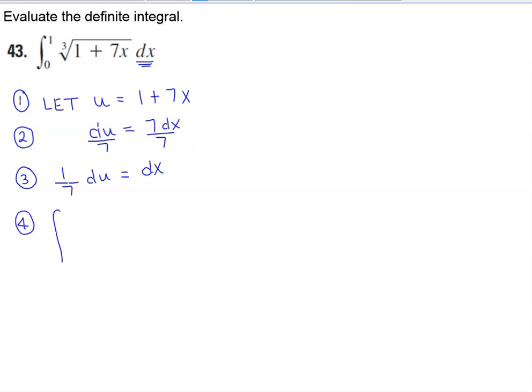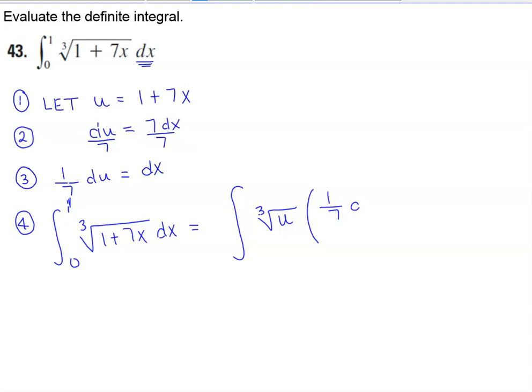Okay, now we're going to go ahead and write the original problem. So we got 0 to 1 as our lower and upper bounds, with the cube root of 1 plus 7x dx. Okay, so we're going to write the cube root now of the u substitution, which is u. We know that dx is equal to 1 over 7 du. Now we have to change our upper and lower bounds according to what we substituted for u. So u is going to equal 1 plus 7 times 1. And then down here, u is going to equal 1 plus 7 times 0.